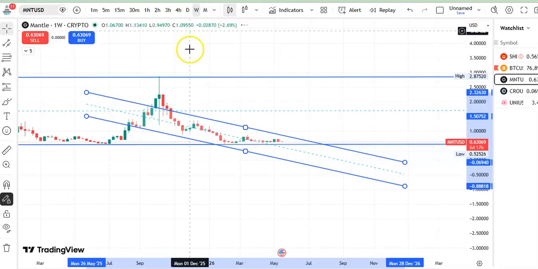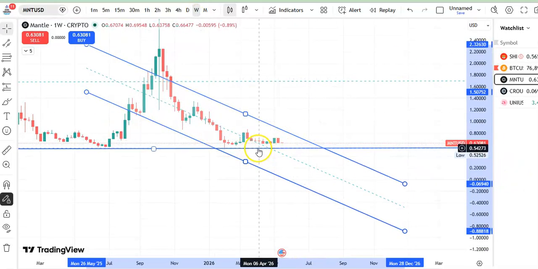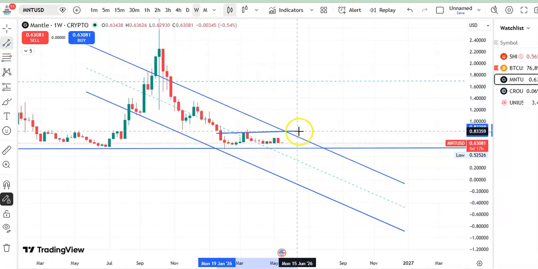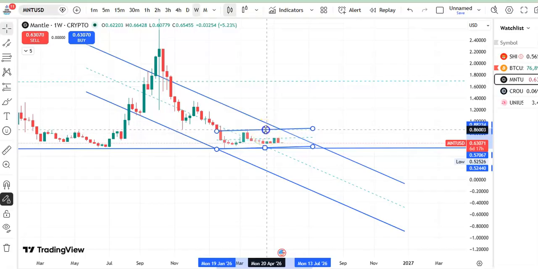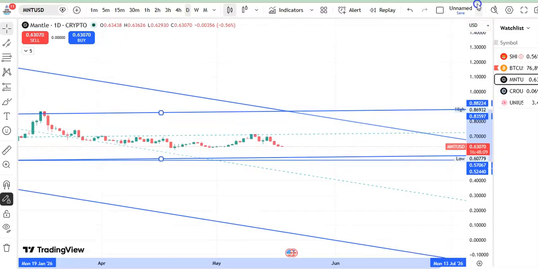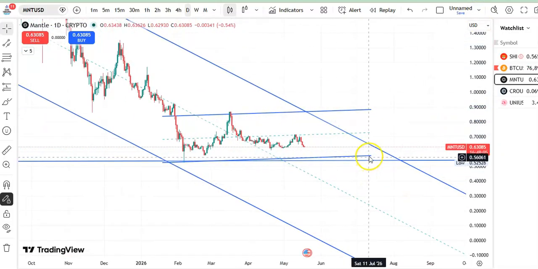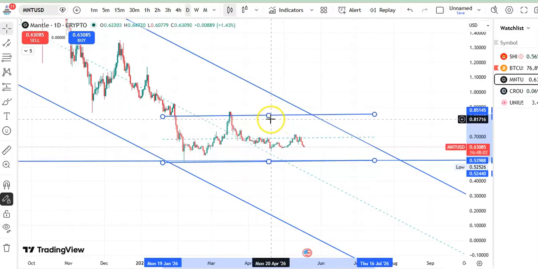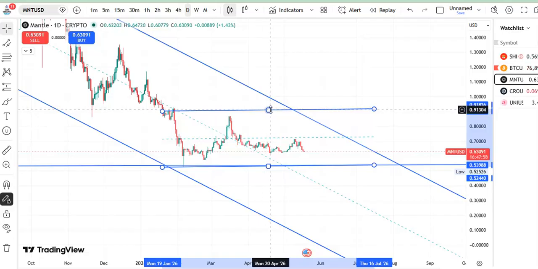If you go to the weekly chart also, you can see currently candles are moving near the support level only, and if you draw the trend line, you can see this is the resistance trend line and this is the support. Within this channel pattern only the candles are moving. And if you go to the daily chart also, you can see candles are moving in this channel pattern, and this is the support and this is the resistance.